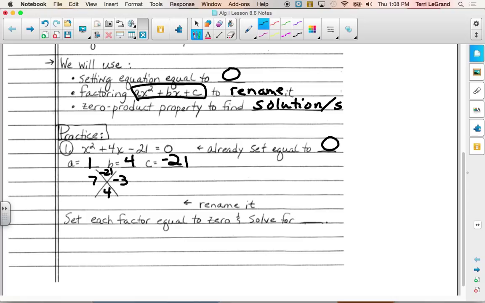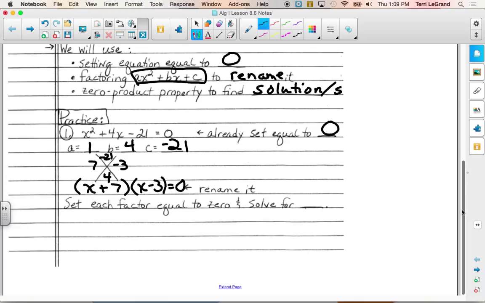A is equal to 1. When A is equal to 1, we're ready to go right to renaming it. We're ready to set up our factors. We don't have to do factoring by grouping. So what is our new name for x squared plus 4x minus 21? It's x plus 7, x minus 3. Oh, that was just a few days ago, guys.